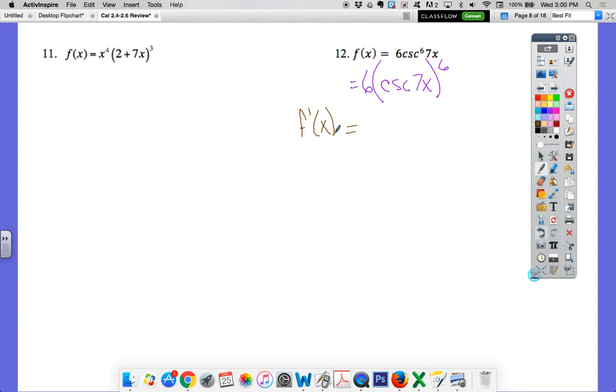So we're going to bring down your power. 6 times 6, we got 36. You're going to keep the function the same. You're going to reduce your power by 1. Now it's time to start applying the chain rule. You want the derivative of your function. So the derivative of cosecant happens to be negative cosecant, same angle, cotangent, same angle. And then you actually have to come in and you have to do the derivative of that angle. So it's another link in the chain. Your angle is 7x, so the derivative is 7.